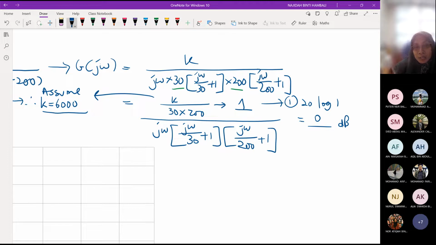Whether the unknown gain K is given or not given in the question, this is the method. If the unknown gain K is given, just use the value of the gain K and plug in at the numerator and then settle it as one final constant value and use 20 log K. K will be the final constant value. Okay, you cannot leave this 30 and 200 at the denominator without simplifying with the constant K at the numerator. You have to.